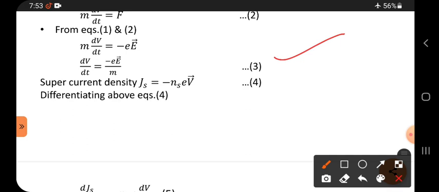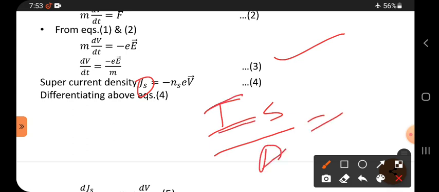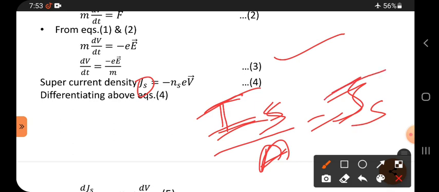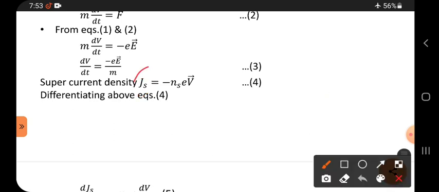Differentiating the equation for supercurrent density. So what does current density mean? Generally supercurrent is denoted by Is, the superconductor current. Current by area is simply called current density. Supercurrent by area is supercurrent density. We write it as Js, where s indicates super.